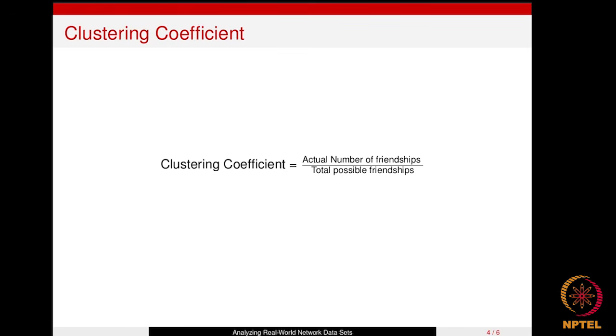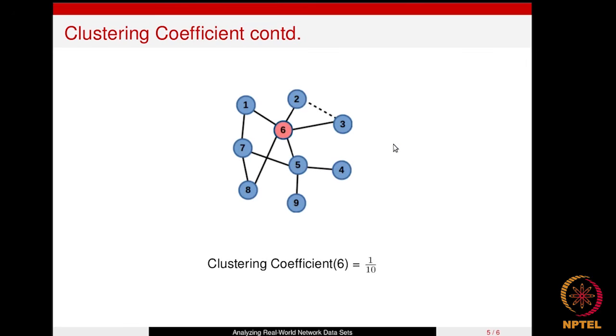So for a given node, clustering coefficient basically tells us the number of links that are present amongst the neighbors of this node with respect to the total number of links that can be possible. I'll show you using an example. Let's take this network. Let's try to find out the clustering coefficient for this node 6. So as you can see, this node has 5 neighbors, right? These are 1, 2, 3, 5 and 8. So there are 5 neighbors.